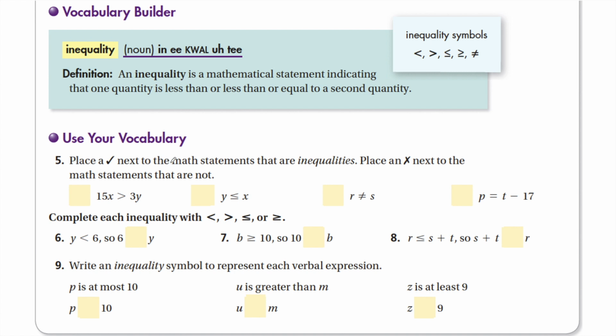So let's place a check next to the math statements that are inequalities, also known as anything that doesn't have an equal sign. All right, place an X next to the math statements that are not. Well, the very first one, we don't see an equal sign, so we know for a fact that that is, in fact, an inequality. Again, the second one, we do not have an equal sign, so it is an inequality. This one is a not equal sign, which, again, isn't an equal sign. Therefore, it's an inequality. And last but not least, we do have an equal sign, so this one is not going to be considered an inequality. This one's actually going to be considered an equation.